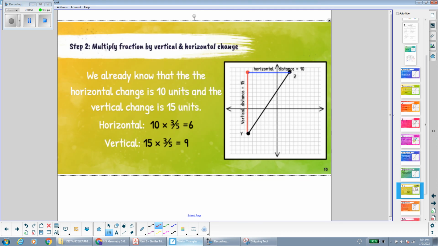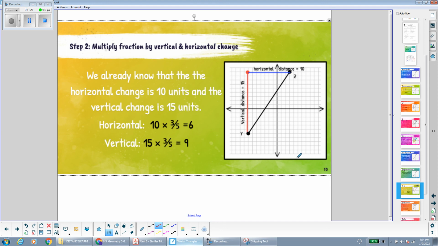Now that we've identified the fraction that we're going to be using, we are going to take the fraction and multiply by the change in x and the change in y, which is our vertical and horizontal change. So we do need to find the change in x and the change in y. You can either do that graphically like we did before, and that's what's shown here. You can count the boxes vertically and you can count the boxes horizontally from one endpoint to the other.